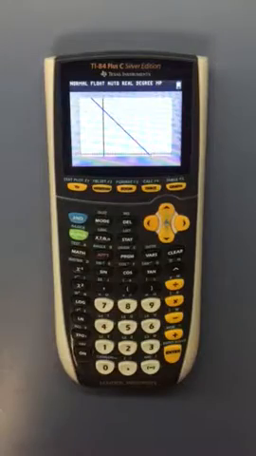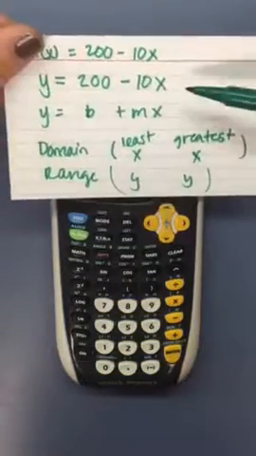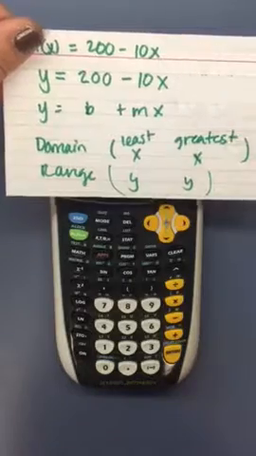So it graphs the function, and we shouldn't be surprised that it's linear, because looking at this, it follows the model for a linear function.